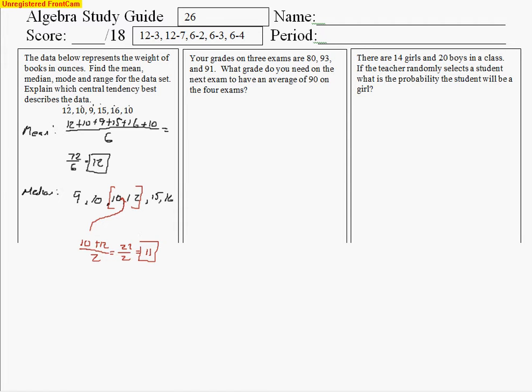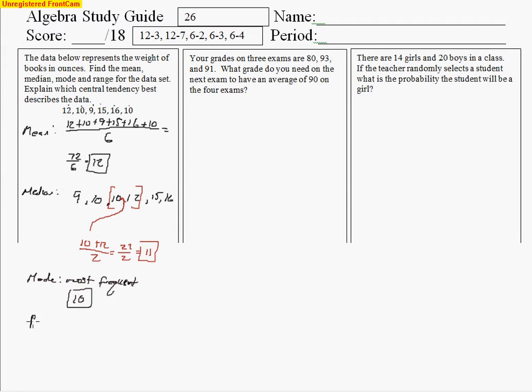So the next one is the mode. The mode is the most frequent, the one that repeats the most. Sometimes you'll see no mode if no numbers repeat. Sometimes you'll see more than one mode if maybe two sets of numbers repeat, or maybe even more than that. In this case, I have just 10 as the only number that repeats. So 10 is the mode in this case.